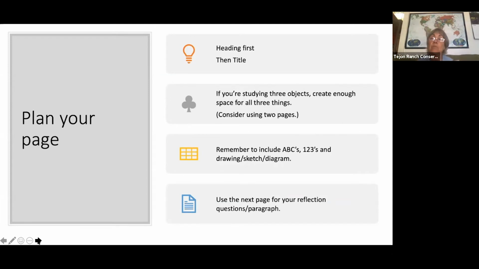studying. Remember, with each journal thing that you're studying, you're including your ABCs, your 1, 2, 3s, and a picture. And then save space at the end for that reflection, answering your questions and turning it into a paragraph.